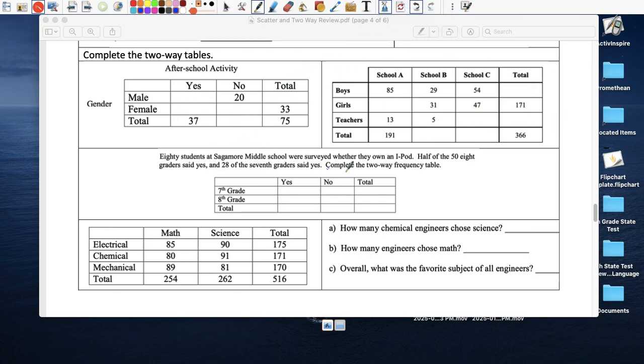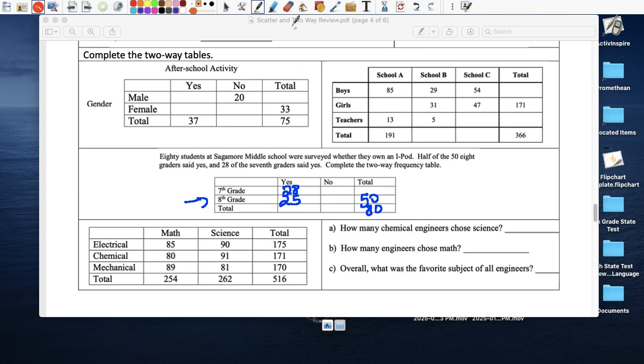80 students out of school, so we can automatically put this over here. We surveyed whether they have an iPod or not. Half of the 8th grade students, so look in this column, it says half of the 8th graders, so we know there's 50, and half of them said yes, so half of 50 is 25. And 28 of the 7th graders said yes.